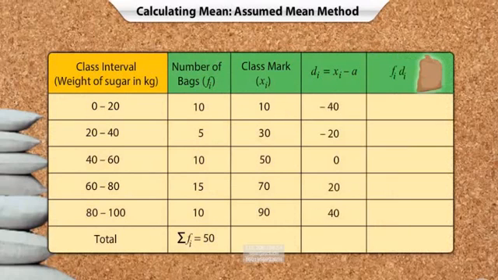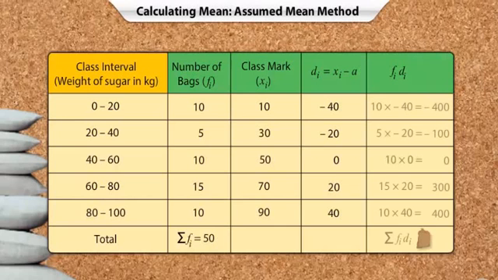Now, click on the sugar bag in the Fi-di column to view the product of the frequency Fi and the deviation, di. Clicking on the sugar bag next to summation of Fi-di will give us the sum of the products of Fi and di.